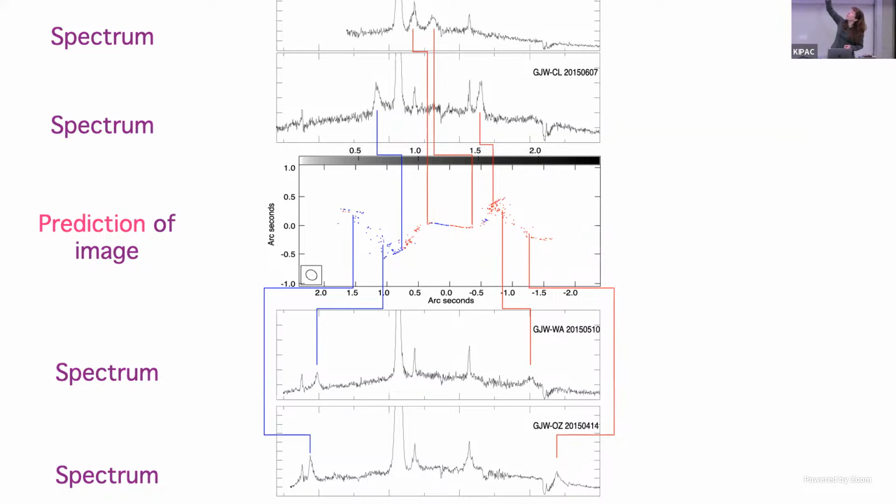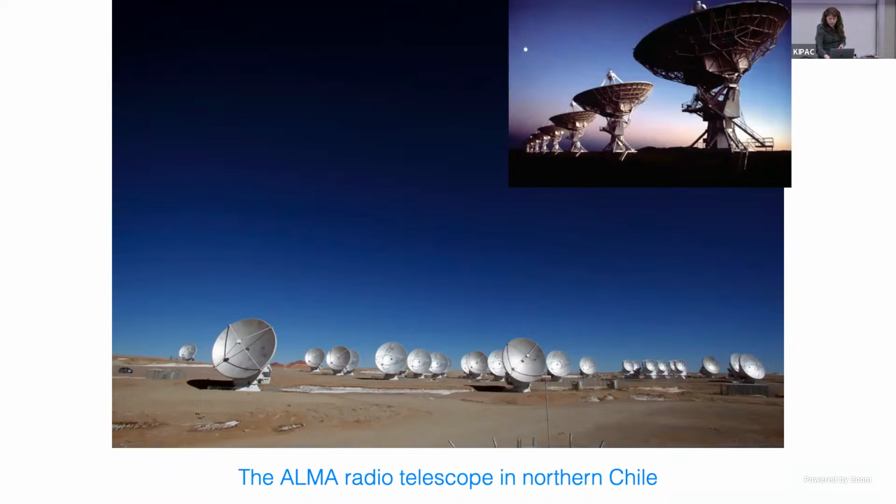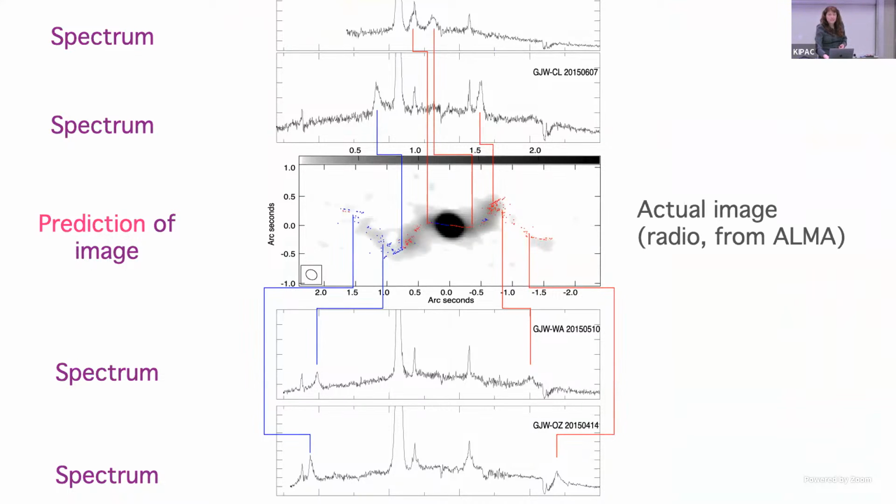So that red and blue dotted panel is a prediction from the time-lapse spectroscopy. How do we know whether we're doing things right? You test it against observations. So using the ALMA radio telescope in northern Chile, we made a radio image and confronted our prediction with what the radio data said. Jackpot, we've got it right.